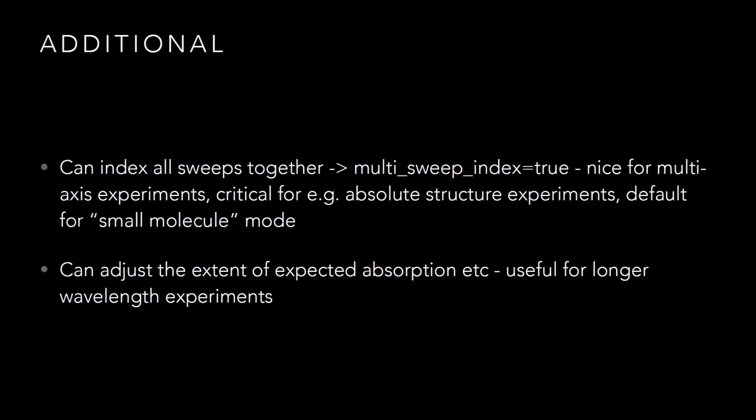There are some options that may be useful. So if you have a multi-axis goniometer, you can do things like indexing multiple runs at the same time, which can be particularly useful if you're doing, I don't know, absolute structure work and you do crazy stuff like measuring with the detector here, then here, then here, and then back here. Obviously, most people don't do that, but actually at Diamond on I-19 we do.